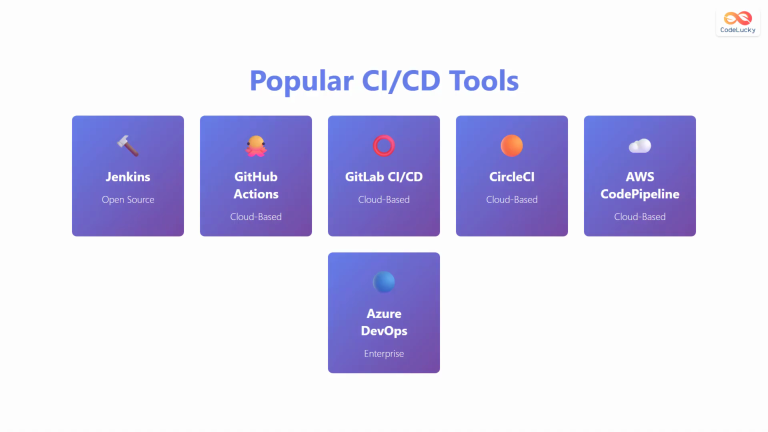Many tools are available to implement CI/CD pipelines. Jenkins is a popular open-source option that gives teams full control and flexibility. GitHub Actions and GitLab CI/CD are cloud-based solutions integrated with their respective platforms. CircleCI is another cloud-based tool known for ease of use. AWS CodePipeline is designed for teams using Amazon Web Services. Azure DevOps is an enterprise solution for large organizations. Each tool has strengths, and the best choice depends on your team's needs and existing infrastructure.